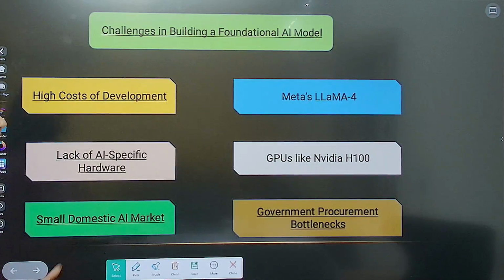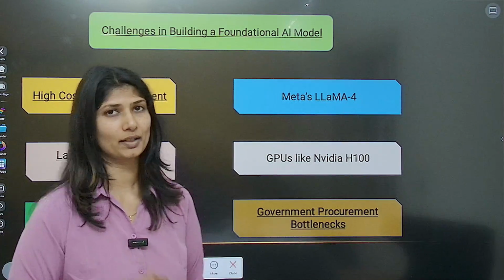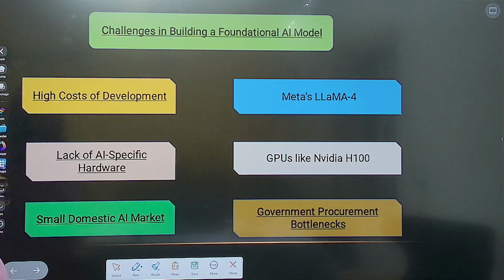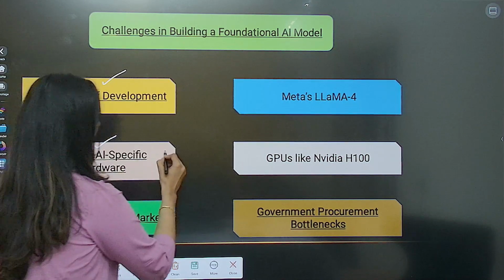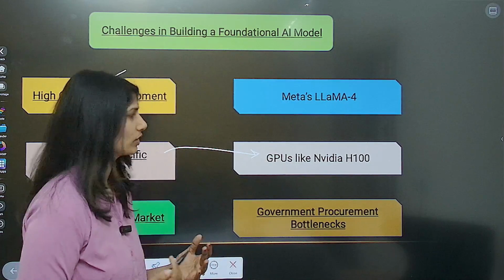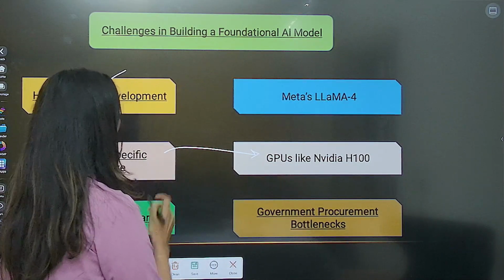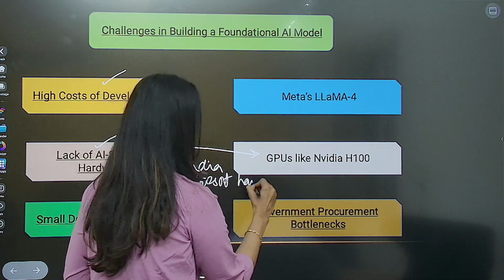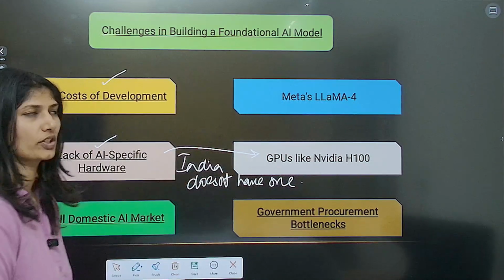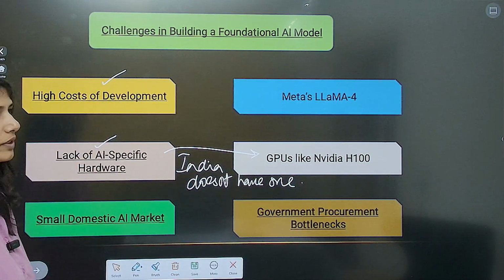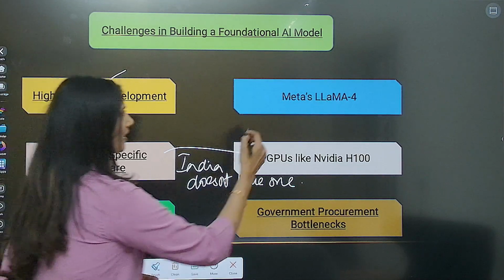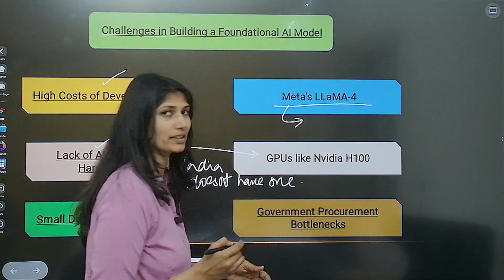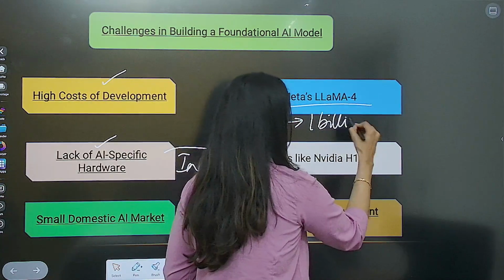Now, what are the challenges that India faces in building an AI model? First and foremost is high costs of development. And second thing is lack of AI specific hardware. For example, you need GPUs, graphic processing units such as NVIDIA H100, but India doesn't have one. So this is putting one of the stressors on us. When we speak about high costs of development, Meta's Llama 4 is expected to cost around $1 billion.